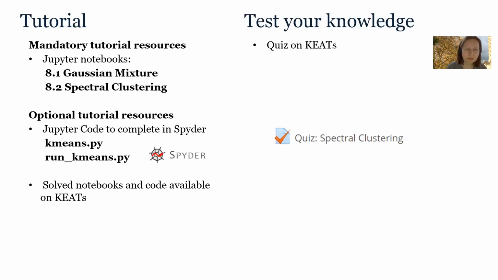So this is the end of the clustering lecture. In the tutorial, there are 2 Jupyter notebooks, Gaussian mixture and spectral clustering, where you can practice clustering in scikit-learn. There is also an optional tutorial resource where you will implement your own k-means clustering algorithm for 2 clusters. There is a skeleton Jupyter code on KIDS that you can complete in a Spyder editor. And solved notebooks and code are also available on KIDS.